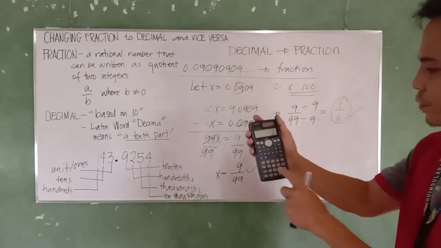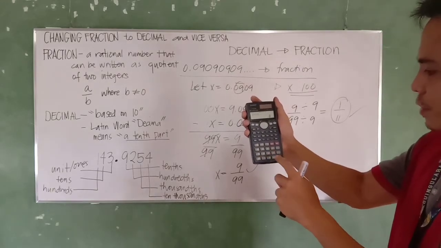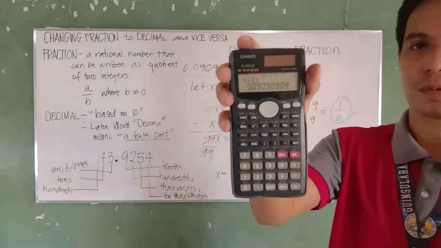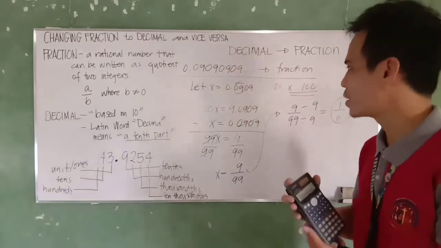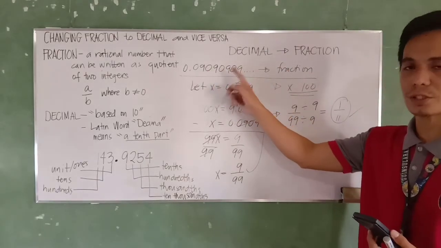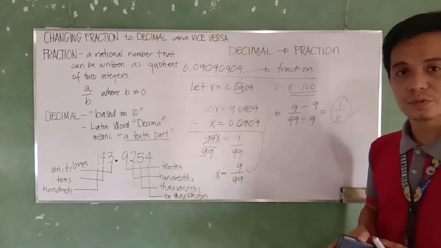Let's try to check if our answer is correct using calculator. So, therefore, 1 divided by 11 is equal to, there you have it, guys. Our answer is correct. Okay? So, therefore, 0.090909 in fraction is 1/11.